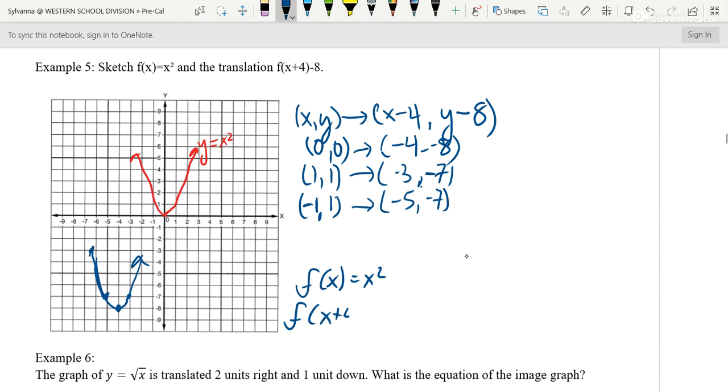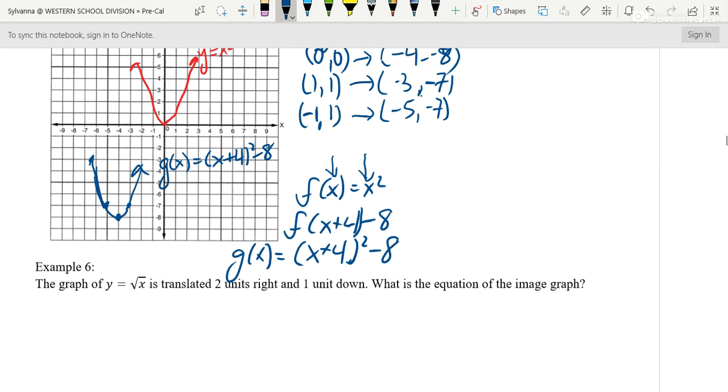So if I want f(x + 4) - 8, then I can replace f(x) with x squared. This would be my new function. So I can call this g(x). Inside the bracket of x plus 4, instead of just putting x, I'll put (x + 4) squared. Minus 8 is on the outside, so I can just leave it on the outside.